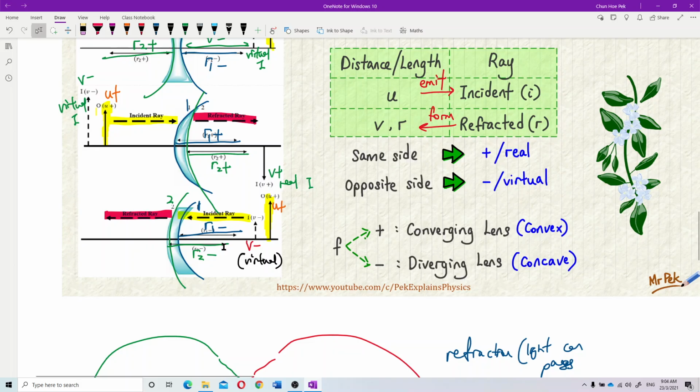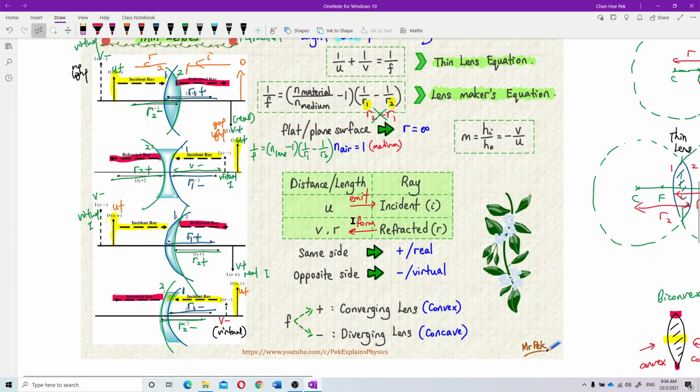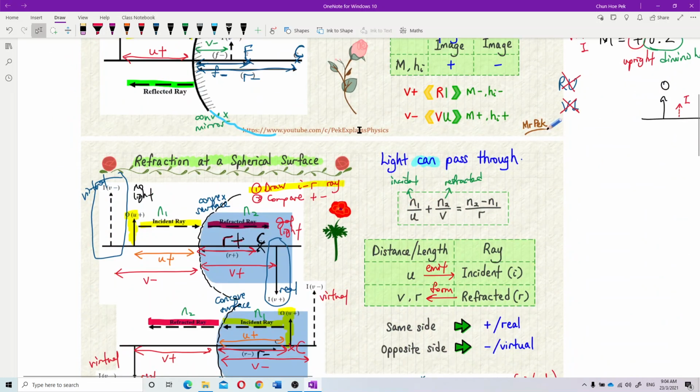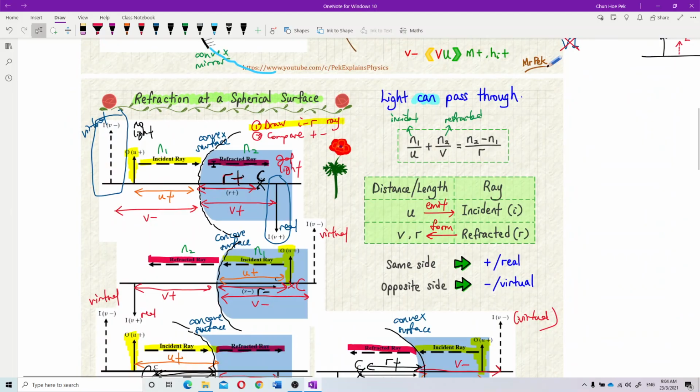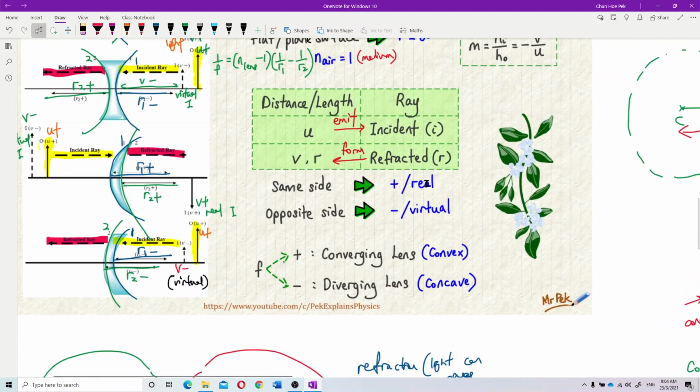Okay, so I think that's all for the lens maker equation, how to determine the positive and negative sign. Very simple. I use one method to solve the whole chapter: positive is where the light is. You can use it for mirrors, refraction at one surface, or thin lenses. Okay, solve all the problems.